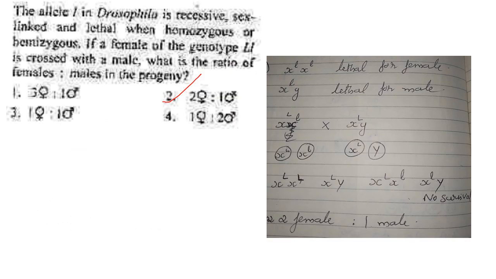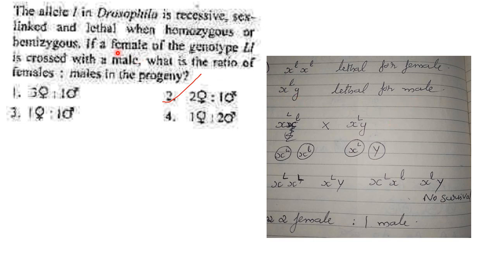The next one. The allele L in Drosophila is recessive, sex-linked and lethal when homozygous or hemizygous. If a female of the genotype capital L small l is crossed with a male, what is the ratio of the females and males in the progeny? So allele L is lethal when it is in homozygous condition, that is it is lethal for the female if it occurs in homozygous condition, that is X^L X^L. It is lethal in the hemizygous condition. So X^L Y, that is lethal for the male.